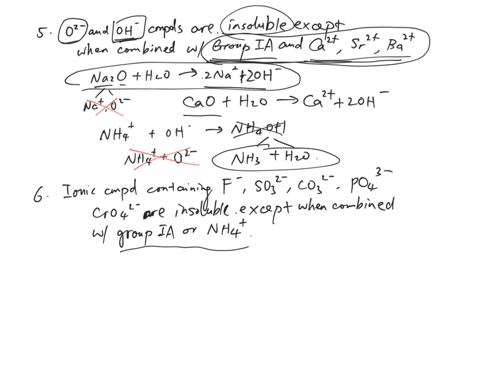But if you already have rule number 1 remembered, rule number 1 is these guys are soluble with anything. You can't contradict that. So except for the rule 1, 6 positive ions, all the other negative ions combined with all the other positive ions produce an insoluble ionic compound. How about that?